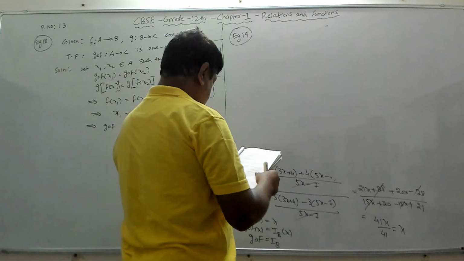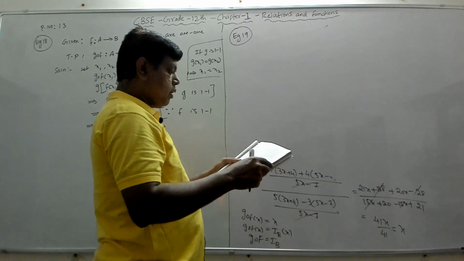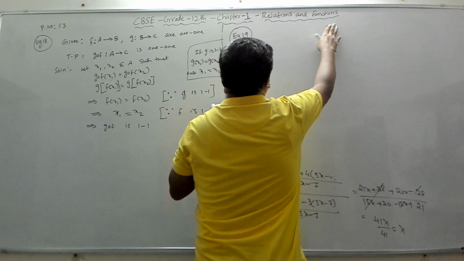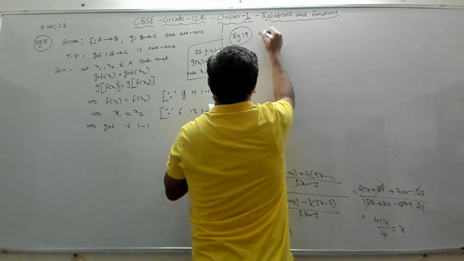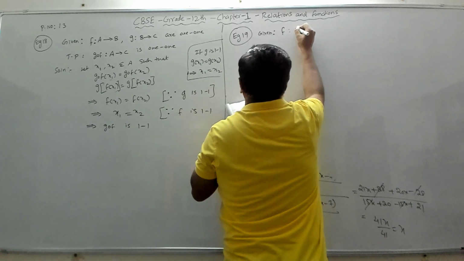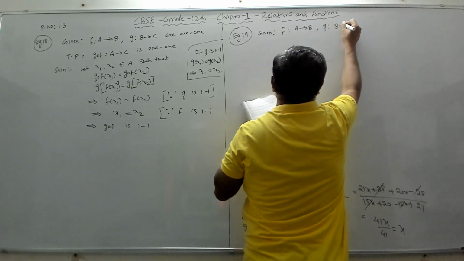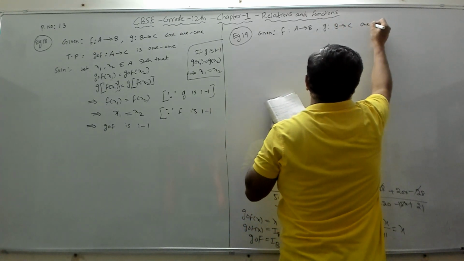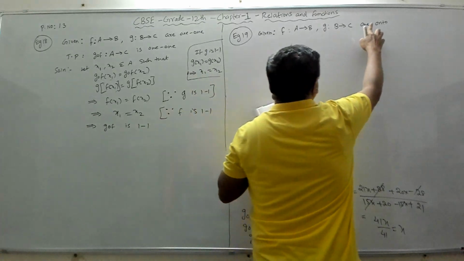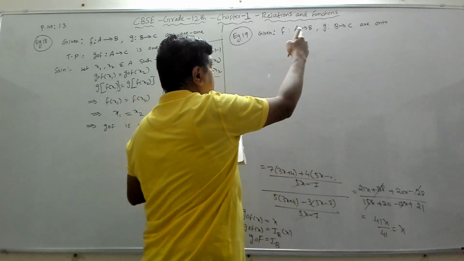It says, show that if f is a function from A to B and g is a function from B to C are onto, then g of f from A to C is onto. So this is the onto case. So what is given? Given is f is a function from A to B, g is a function from B to C, both are onto functions. So f is an onto function, g is an onto function.